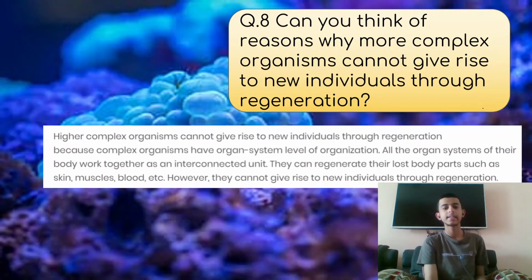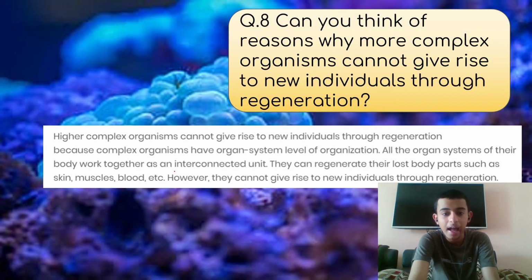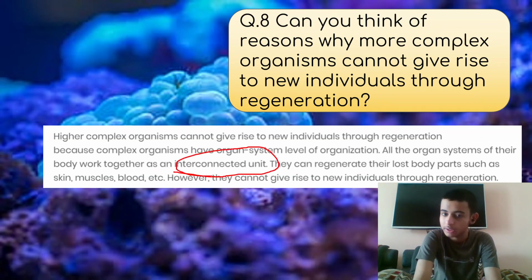It says that higher complex organisms cannot give rise to new individuals through regeneration because complex organisms have an organ system level of organization. All the organ systems of their body work together as an interconnected unit. They can regenerate their lost body parts such as skin, muscles, blood, etc. However, they cannot give rise to new individuals through regeneration. The reason is that they have an interconnected unit of all the body parts.